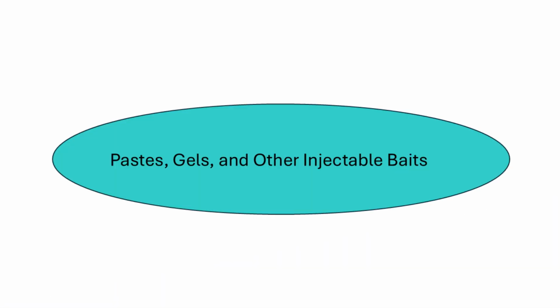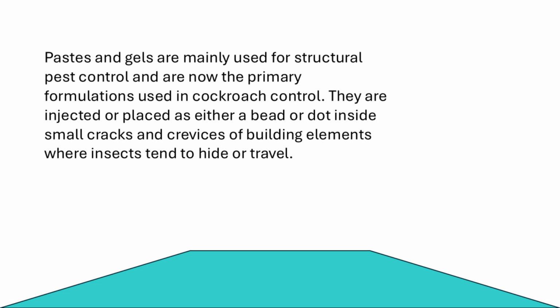Let's take a look at paste, gels, and other injectable baits. Paste and gels are mainly used for structural pest control and are now the primary formulations used in cockroach control. They are injected or placed as either a bead or dot inside small cracks and crevices of building elements where insects tend to hide or travel.